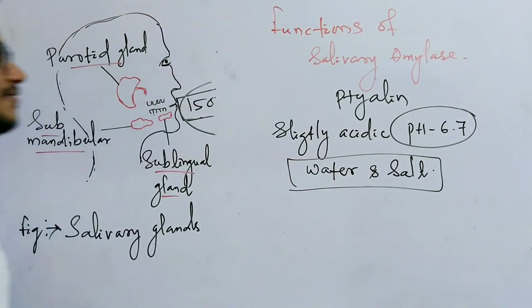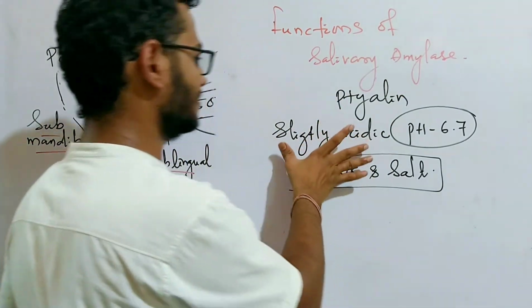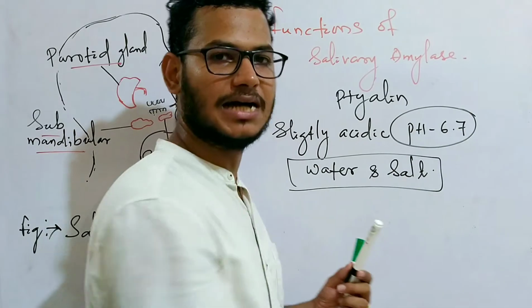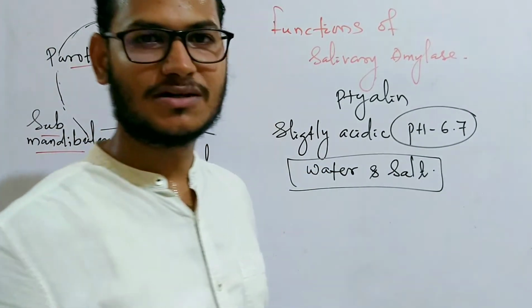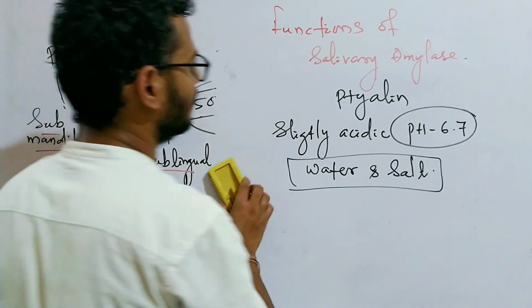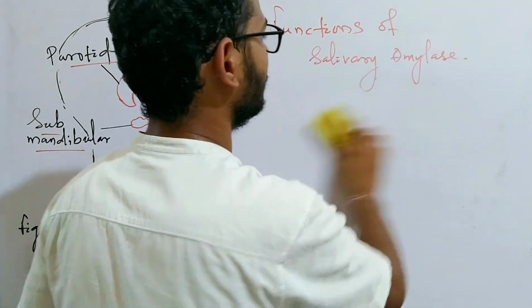Okay. So these are the properties of the Ptyalin or salivary amylase. It is slightly acidic. It works in an acidic medium, that is having a pH just below 7, meaning 6.7, and it contains water and salt. So now we will discuss the functions. What are the functions of the salivary amylase?